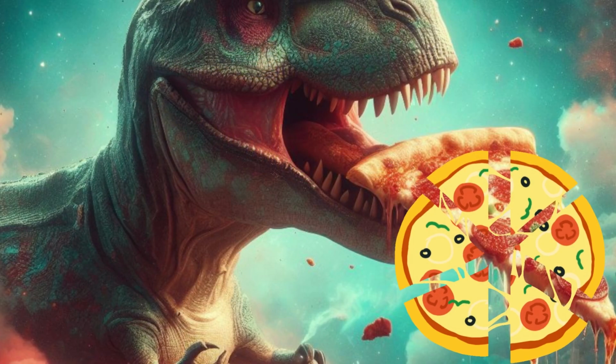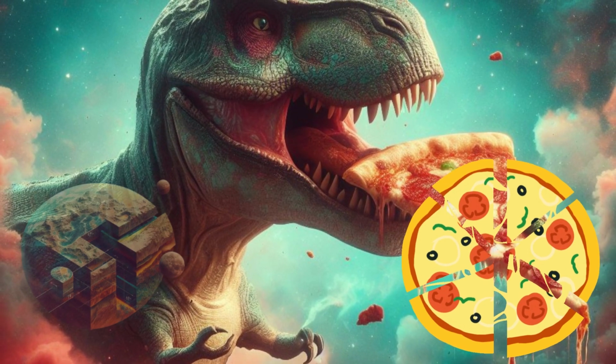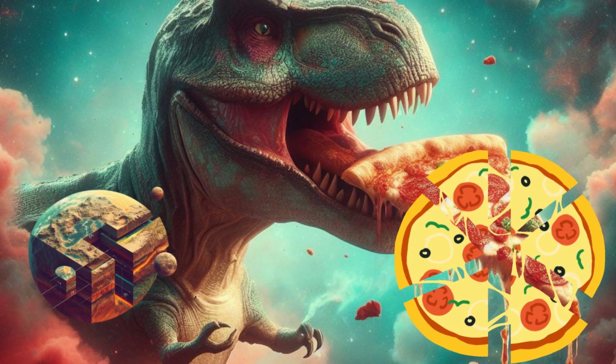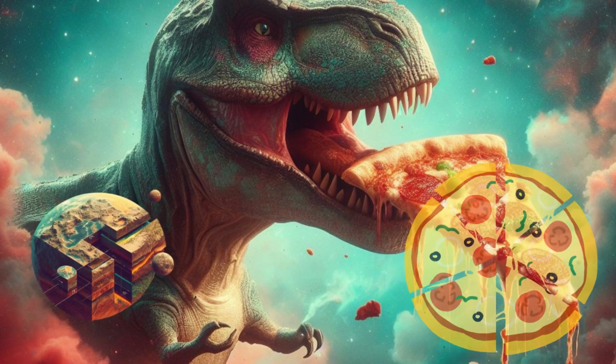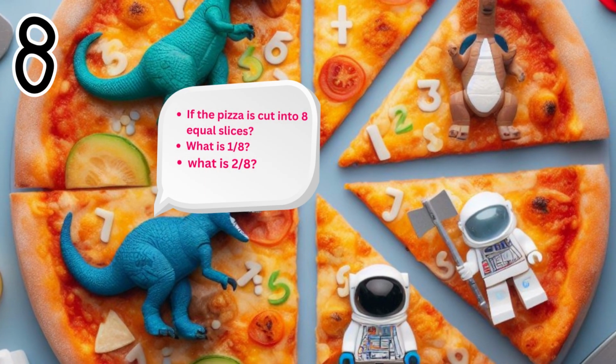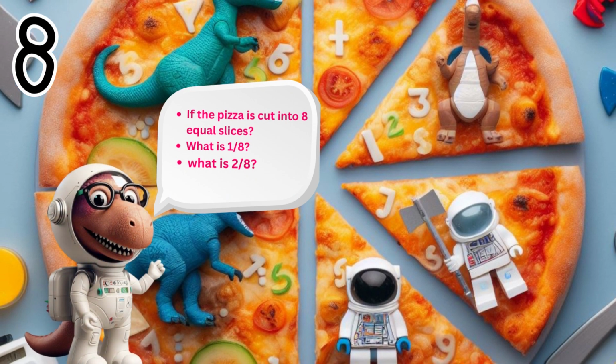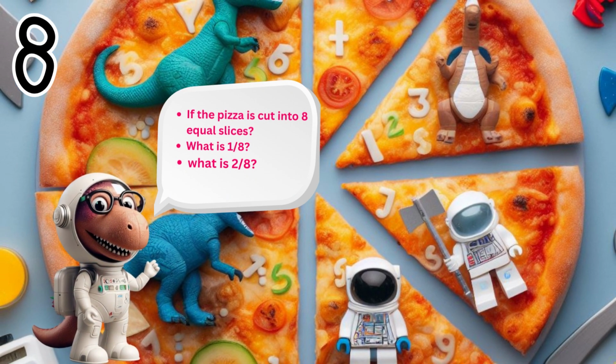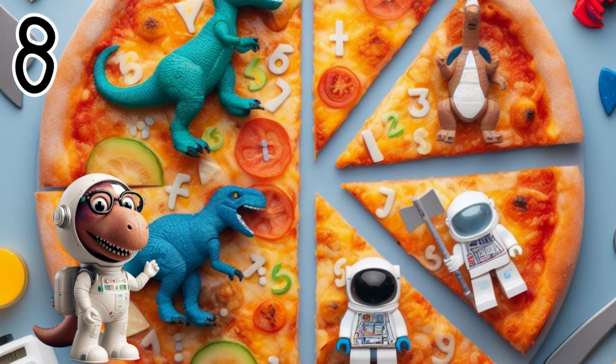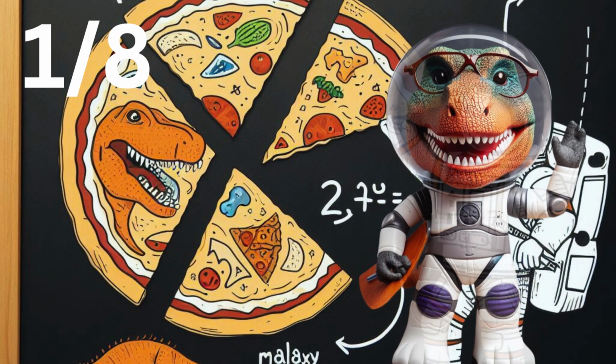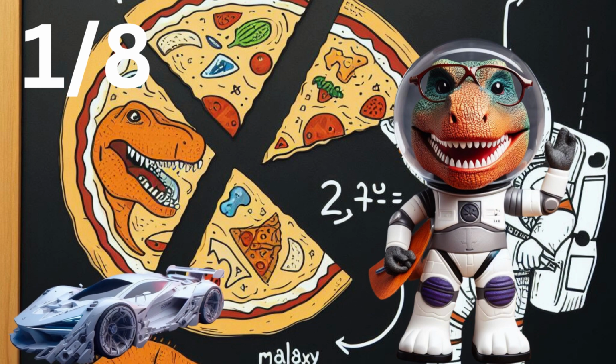Imagine our spaceship is hovering above a giant cosmic pizza. This isn't an ordinary pizza, it's a fraction pizza. Each slice of this pizza represents a part of the whole pizza. If the entire pizza is cut into 8 equal slices and we take 1 slice, then we have 1 out of the 8 slices. We can express this as 1/8.